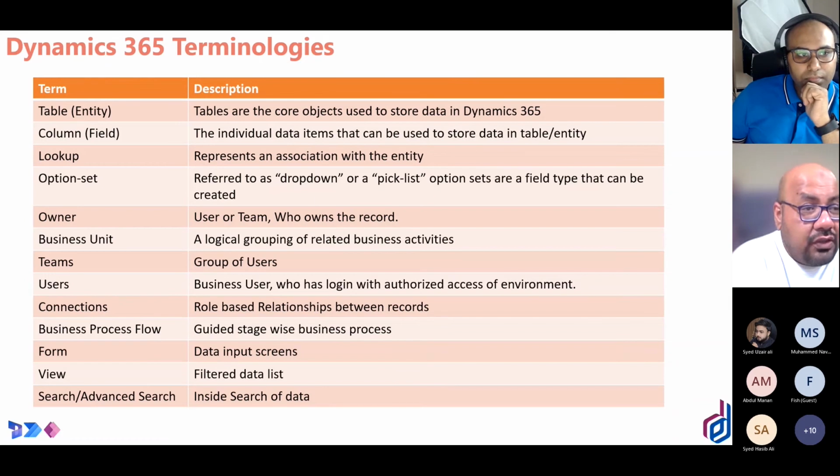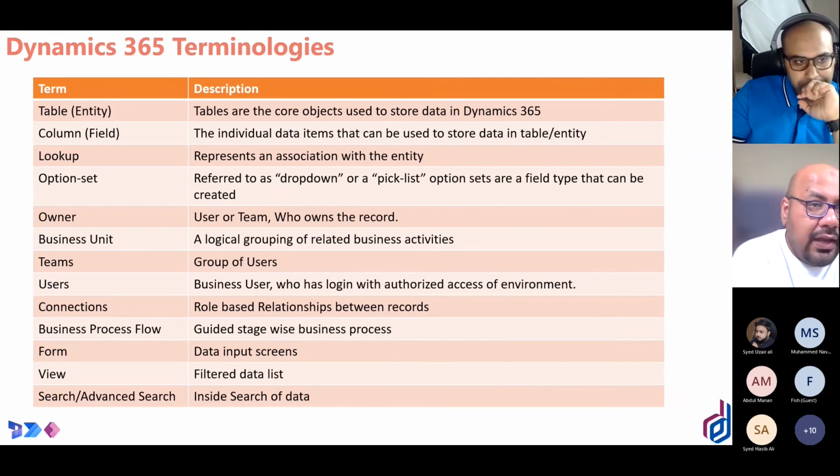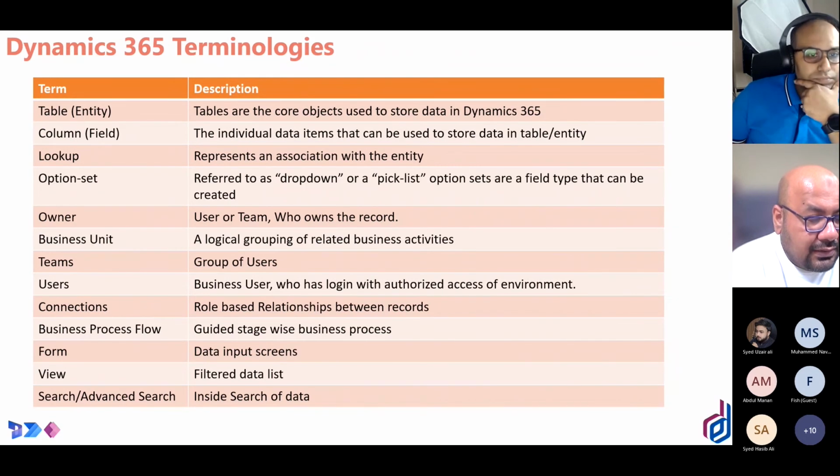There is a lookup you will also see. It represents the association with the entity. If you want to make a relationship between entities or tables, we normally call it a lookup. It just refers to who is associated to whom, so you just fill it in there. Then option set, which is referred to as a drop-down or a pick list, where you select one piece of information or multiple options. It's an option set, or what we call a pick list.